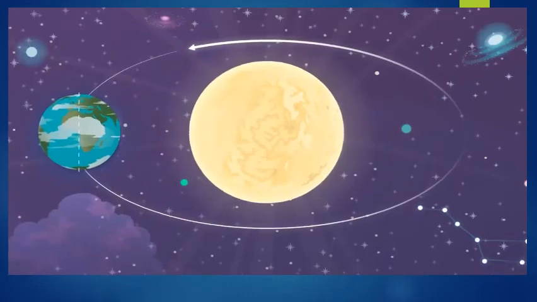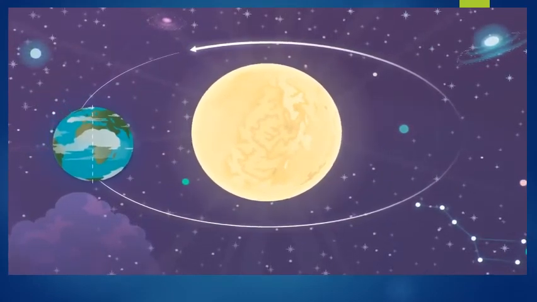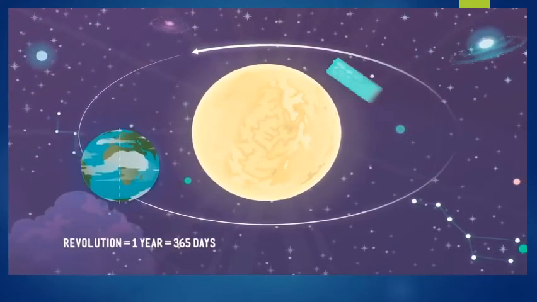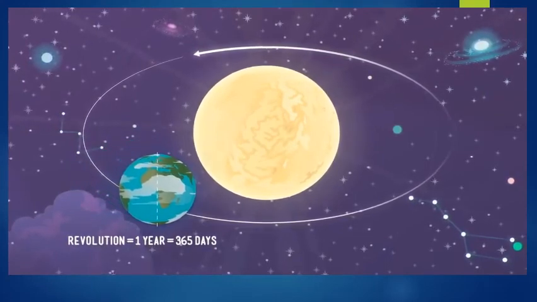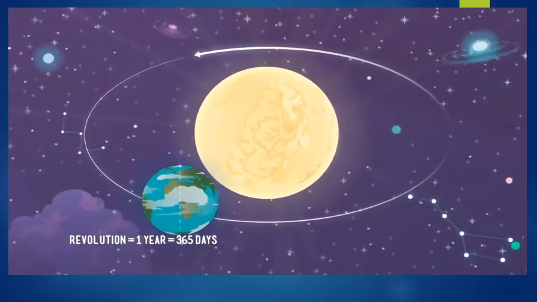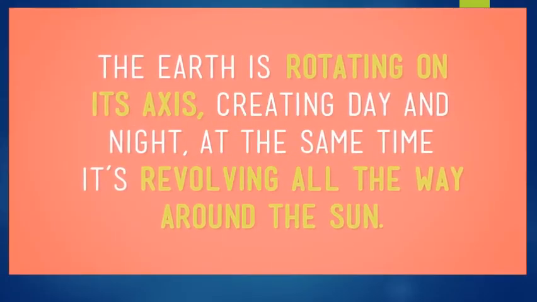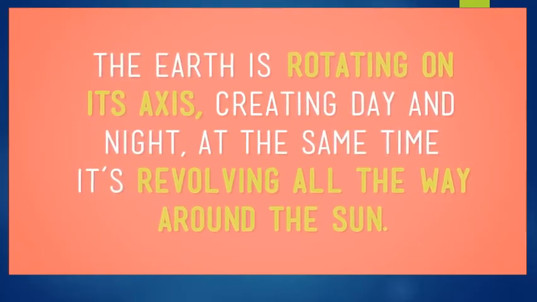Now, hold on tight, because the Earth is actually moving in more ways than one. At the same time that the Earth spins on its axis, it also orbits or revolves around the sun. This movement is called its revolution. One full orbit all the way around the sun is one revolution, and the Earth takes 365 days, or 1 year, to complete a revolution. So have you got all of this so far? The Earth is rotating on its axis, creating day and night, and at the same time, it's revolving all the way around the sun. Now here's the thing.